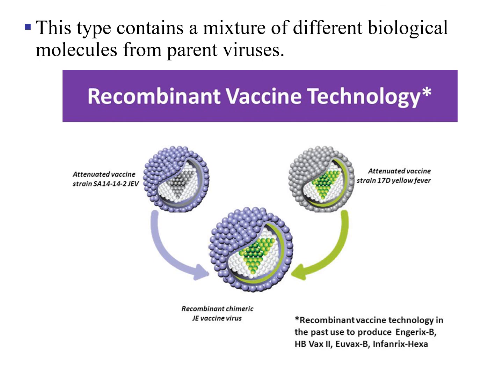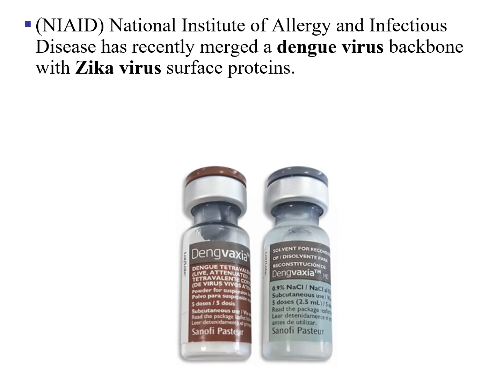So this is a recombinant chimeric JE vaccine virus. This is a mixture of two different biological molecules from parent viruses. The National Institute of Allergy and Infectious Diseases has recently merged a dengue virus backbone with a Zika virus surface protein to create a chimeric whole vaccine.